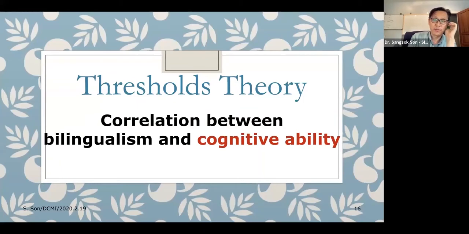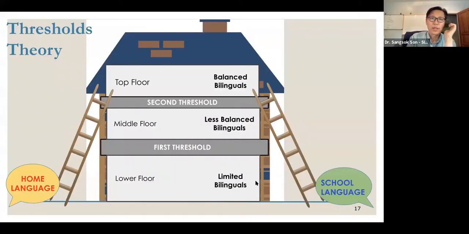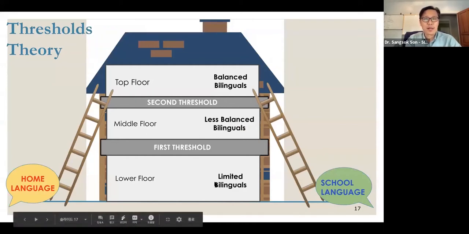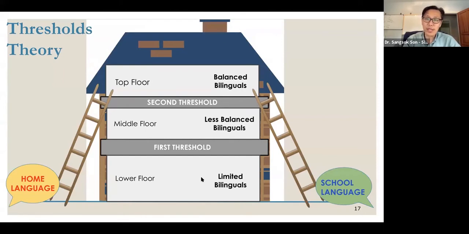Let me just briefly summarize this one. The first ground is limited bilingual. So neither home language nor school language is at the level of the monolingual student who speaks the same language. In this case, there is a negative cognitive effect. The second floor: only 1 language out of 2 is the same as the monolingual student who speaks the same language. So in this case, there's neither a positive nor a negative cognitive effect.